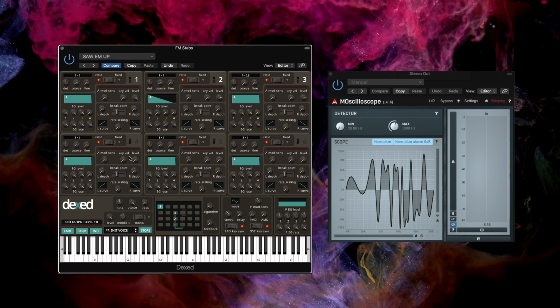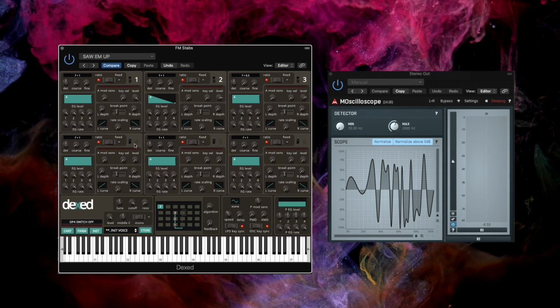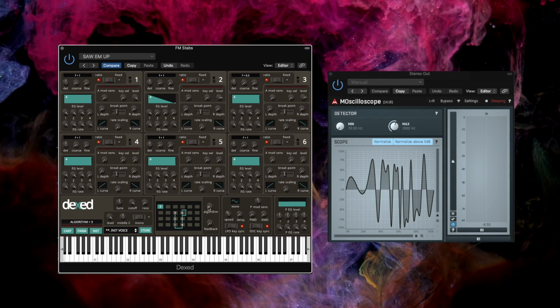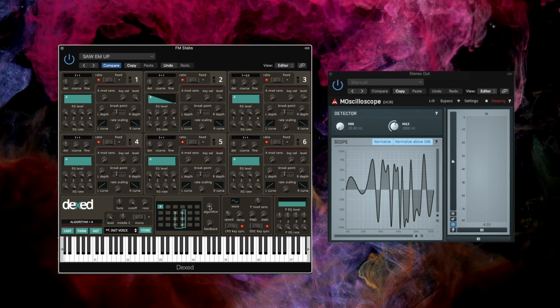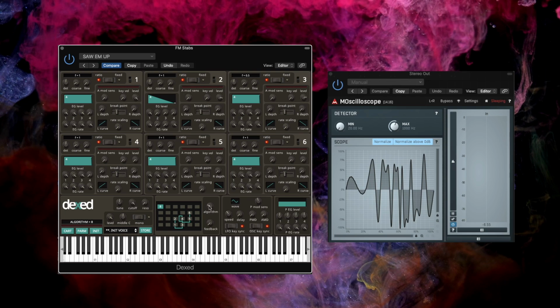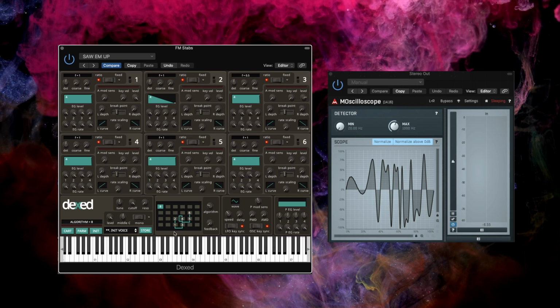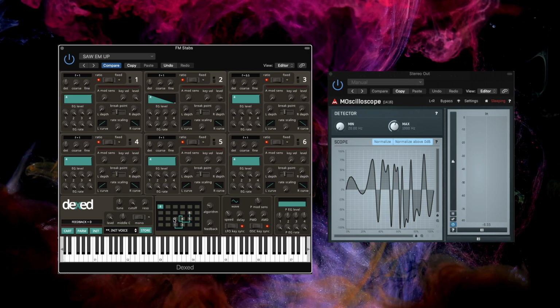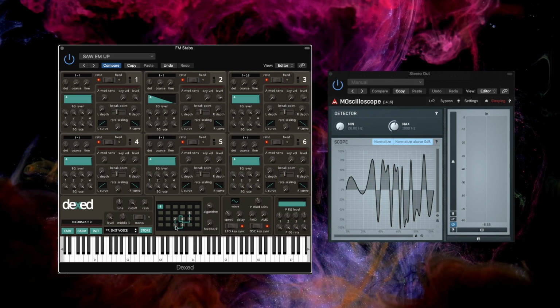And now you can go ahead and engage all of the oscillators. Let's do that for now, just for fun. And let's change the algorithm to, let's say, like this, where we have the second oscillator modulating the first. So in this case, the second oscillator is the modulator and the first is the carrier.